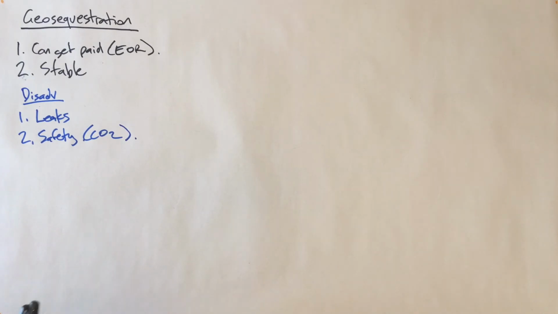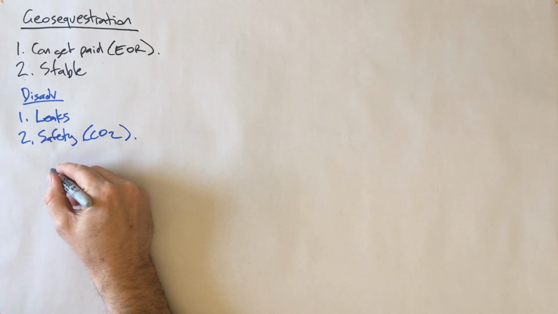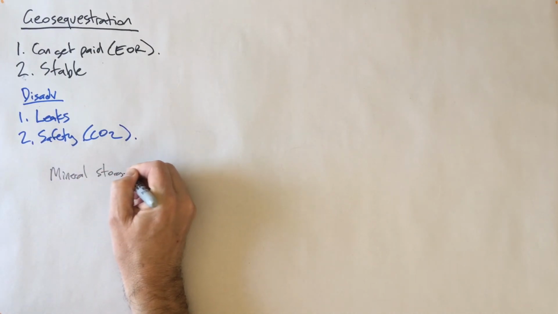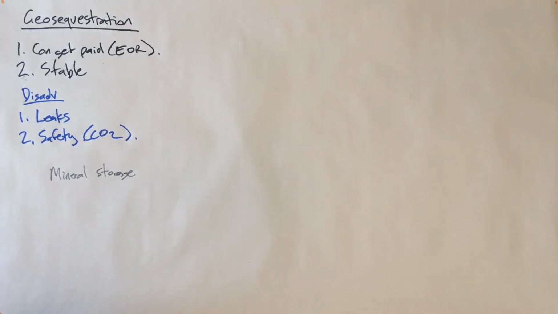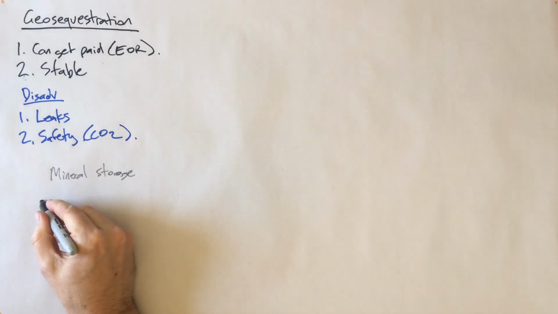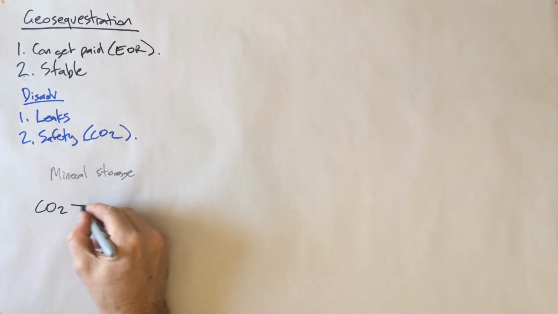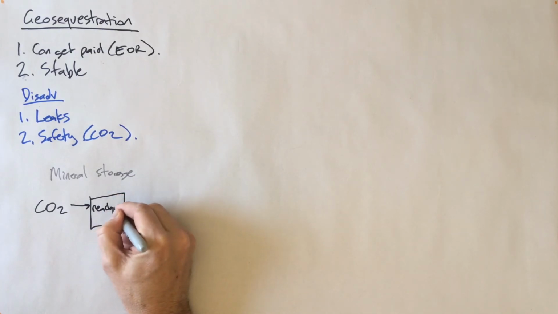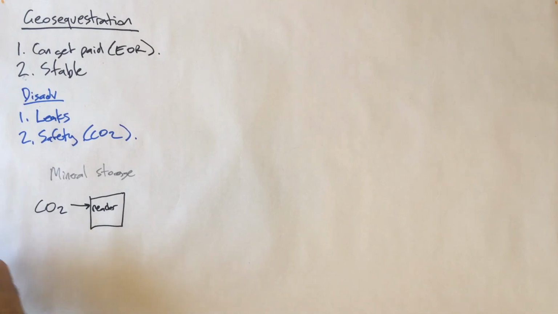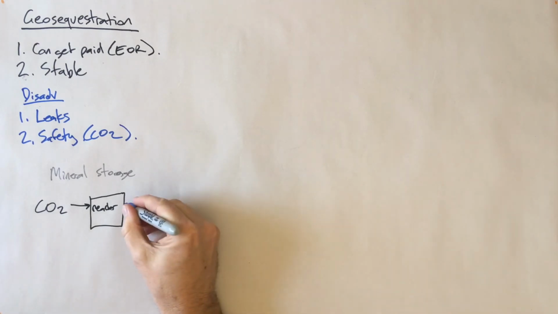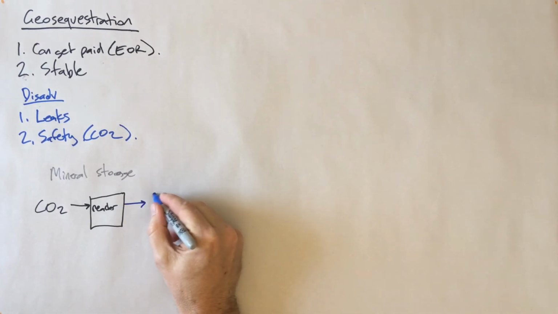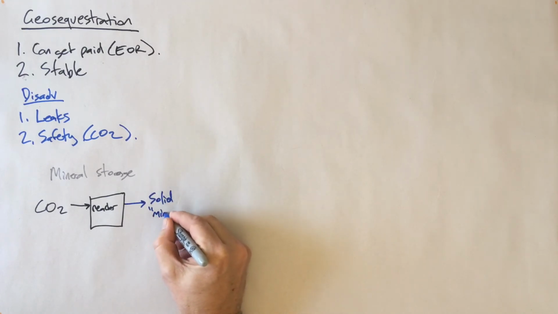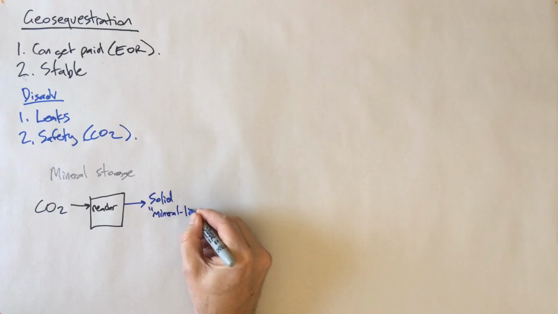A second approach to geosequestration is what's known as mineral storage. So this is basically the idea of we take some CO2 from our carbon capture plant, we put it through a reactor, and out of this we produce a solid material. So it's a solid, we call it mineral storage. It's really a mineral-like storage because it's an artificial material.